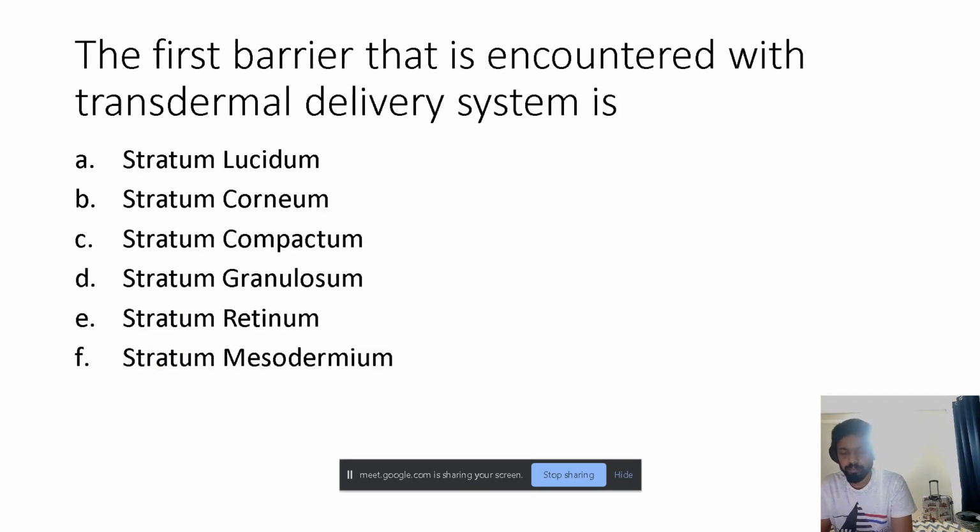Okay. The first barrier that is encountered with transdermal delivery: option B, stratum corneum. Yeah, so straightforward. Stratum corneum is the outermost layer of your skin. So it's the first barrier that's encountered with transdermal delivery.